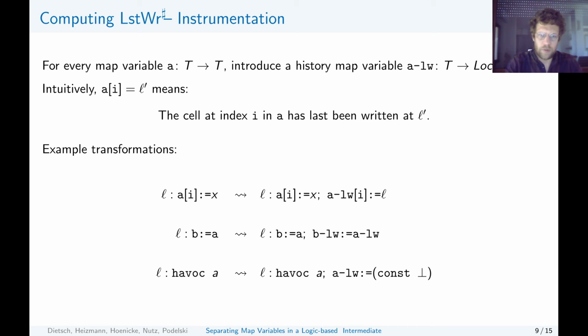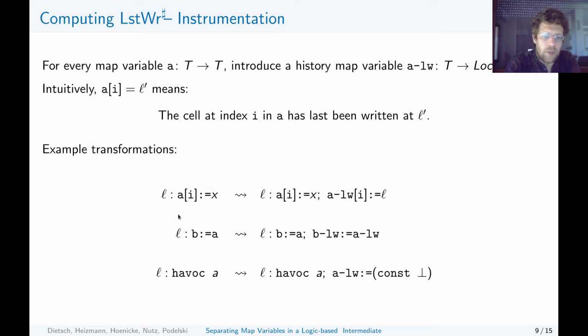Now, in the first step, we have to instrument our program with these history map variables. Intuitively, we introduce a variable for every map A. We introduce a variable A last writes, such that at each point in time in the execution of the instrumented program, A last writes stores when A at that given index was last written. And it stores the label of the writing statement.